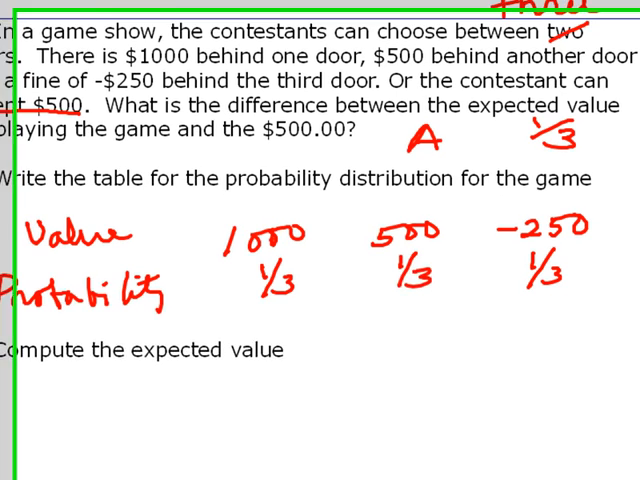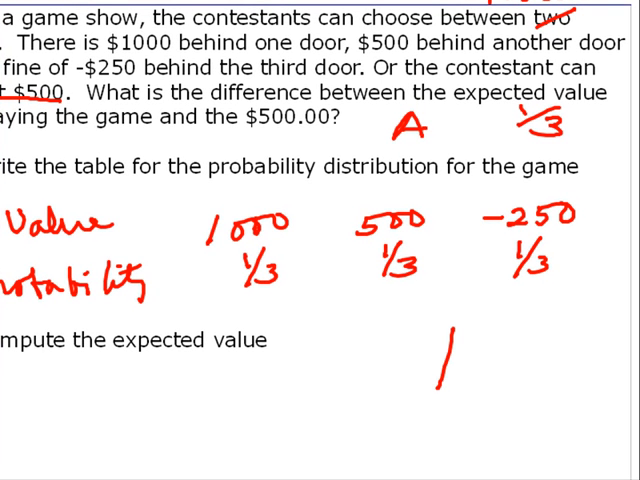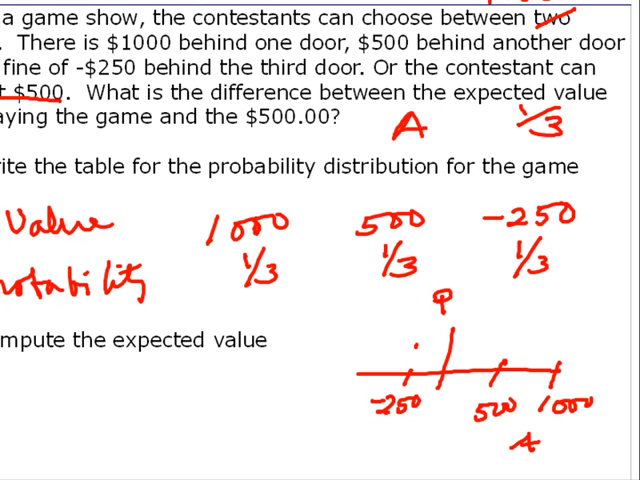If you graph this, I'll just graph it here for you a little bit. Might be $1,000 here. Here's your 500, and over here would be minus 250. And this is A, the amount you're going to win. Your probabilities are going to go here, and each one of them is a third. This is a uniform probability distribution, and so 1/3 is the value here on the y-axis. It's possible to have something negative. In this case, you got fined, so it's going to be negative.